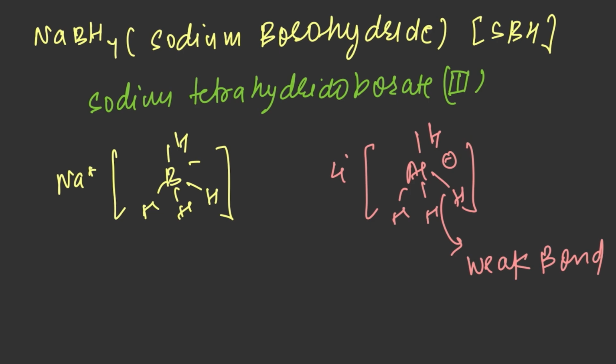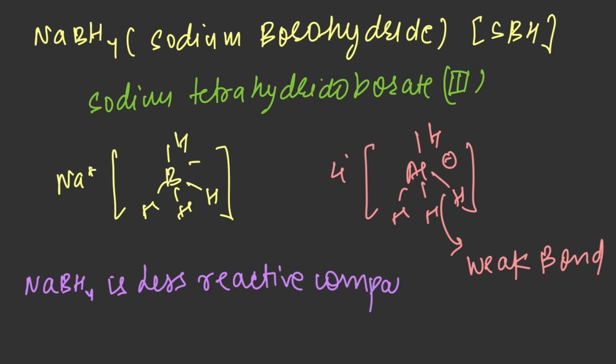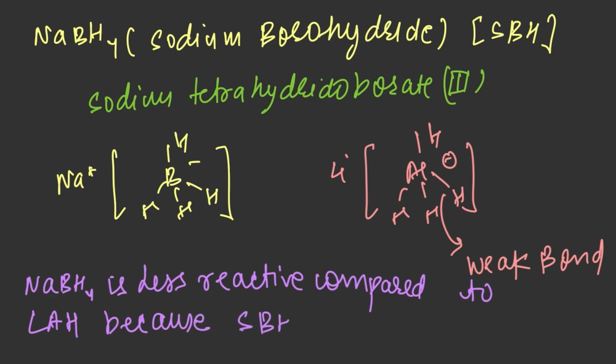So what we can understand by this is that NaBH4 is less reactive compared to LAH, because sodium borohydride has more covalent character, because the bond energy of B-H is greater than Al-H.